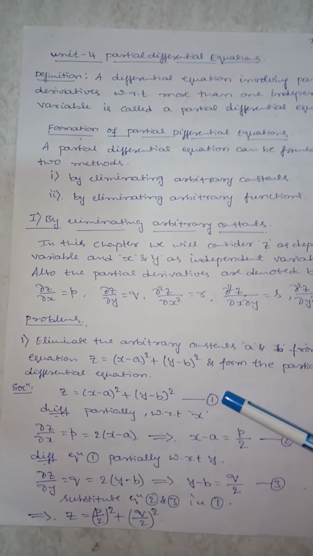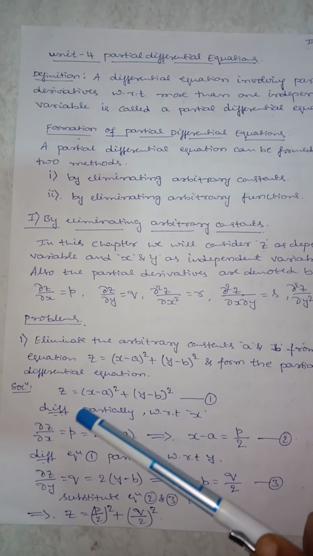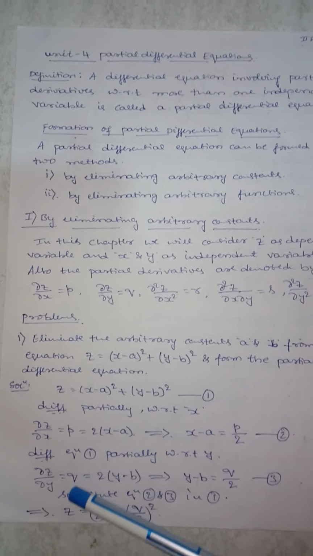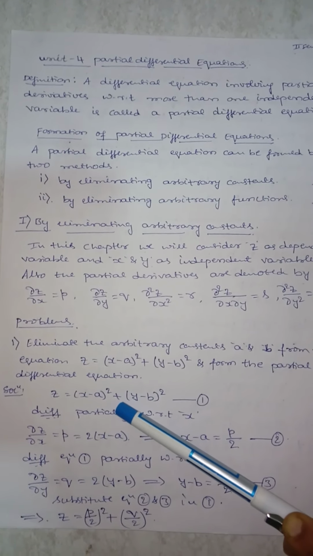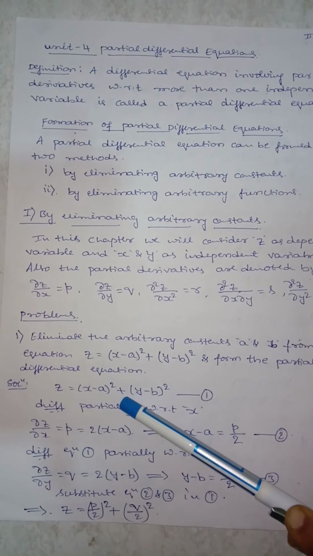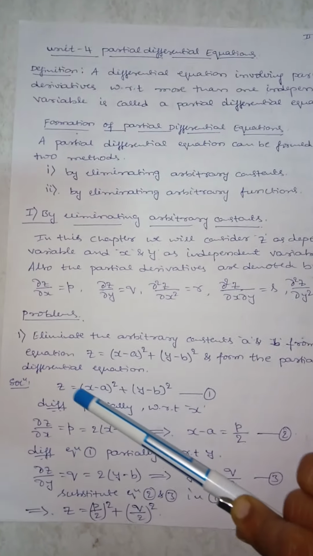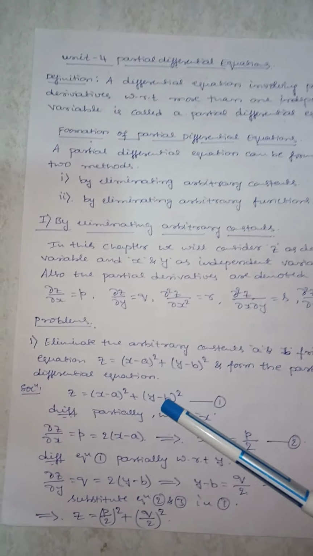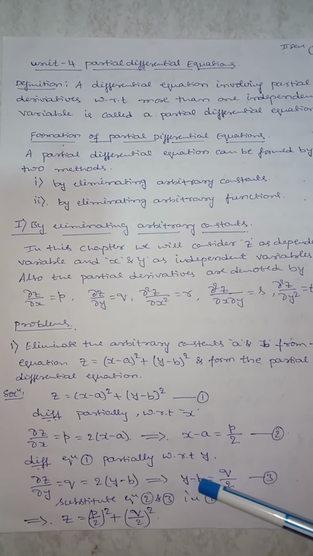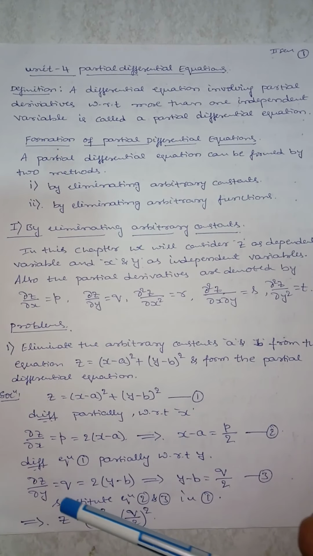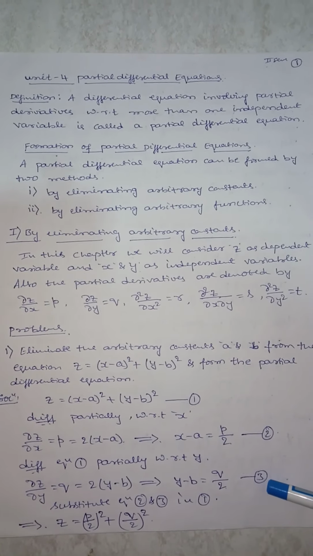Again, differentiate equation 1 partially with respect to y, that is dou z by dou y, that is nothing but q. Again, differentiation of equation 1 partially with respect to y, that means we'll treat x as constant. We know differentiation of a constant is 0, therefore you will just be left with 2 into (y minus b). That implies y minus b, after cross multiplication, is nothing but q by 2. Call it equation 3.